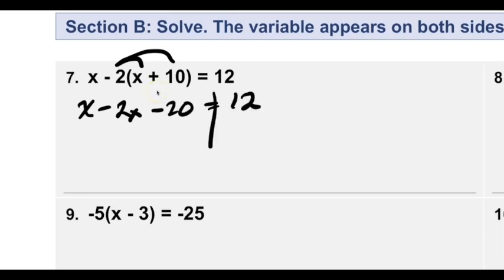And then we want to add like terms. So I'm going to add these two. X minus 2x is negative 1x. That's a tough one. That's 1 minus 2, so negative 1x. Everything else stays the same. And then we just get that negative x by itself.